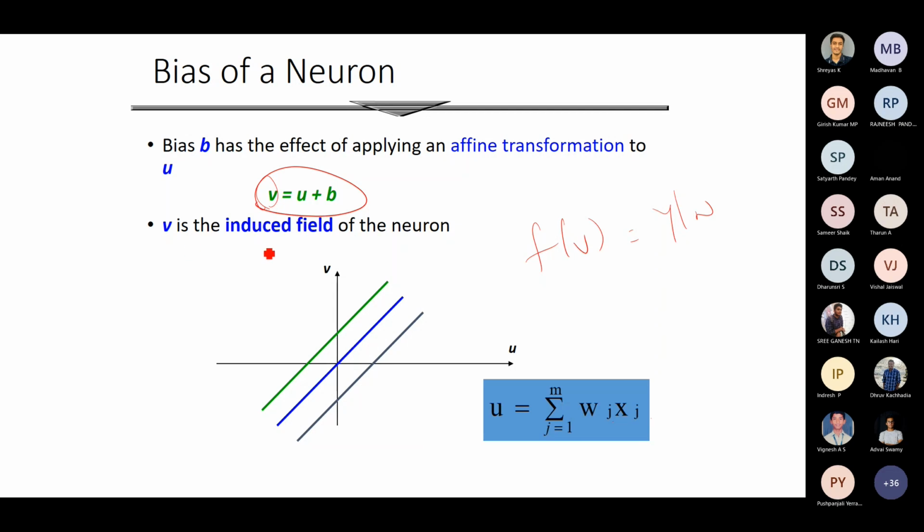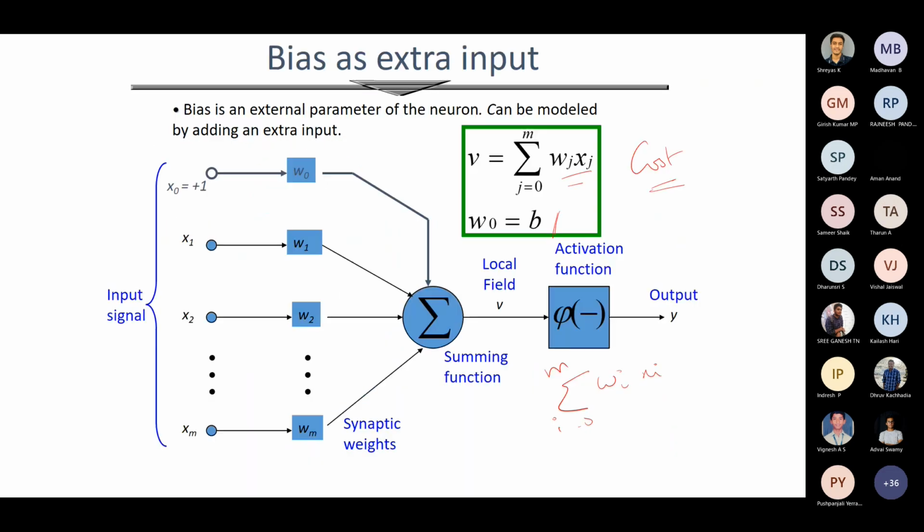So V can be looked upon as the induced field of the neuron, and it's as good as applying an affine transformation to U. So it is trying to shift it by a particular value, which could be positive or negative. So you can think of bias also as a weight W naught.